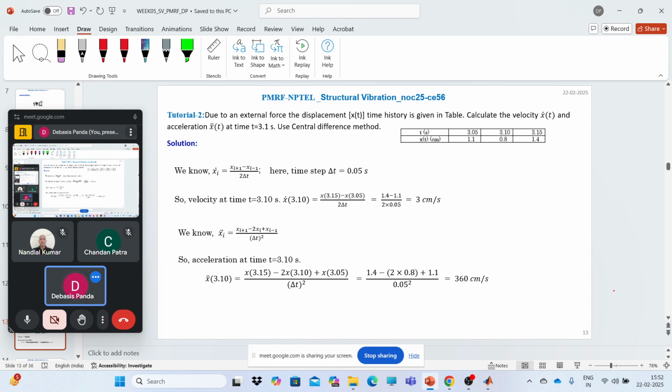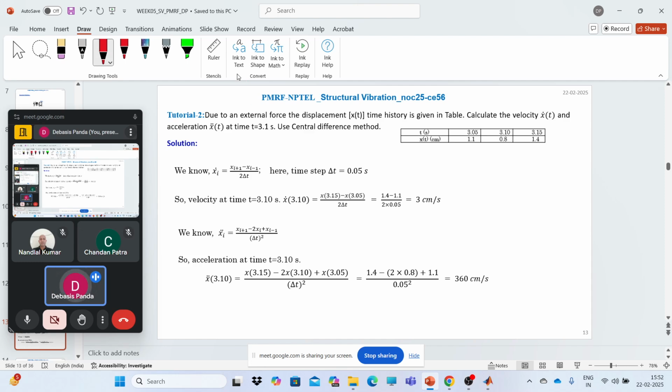Now let's quickly solve a few examples, then we will go to MATLAB and I will show you how, using that central difference or the LSIM command, we can directly get the responses, and we will compare these responses with the responses we get from Nigam and Jennings, and using the Duhamel integral techniques. So first let's solve this problem quickly.